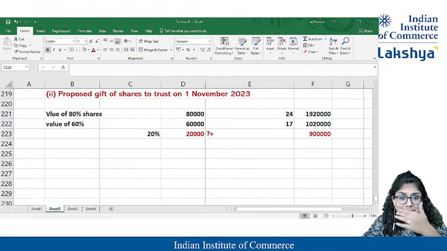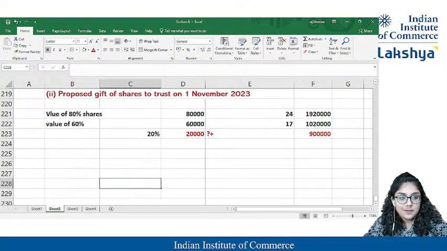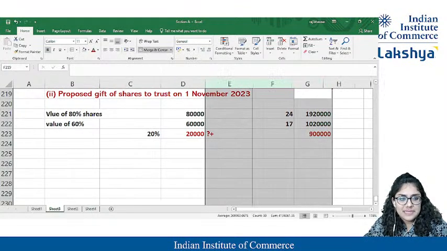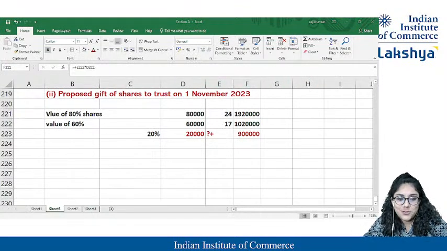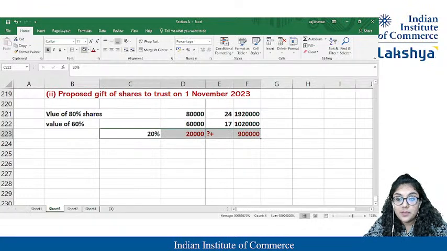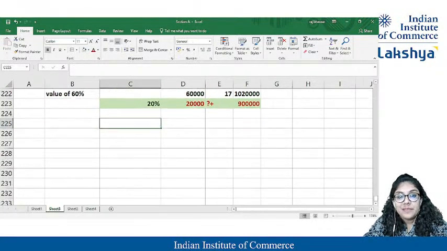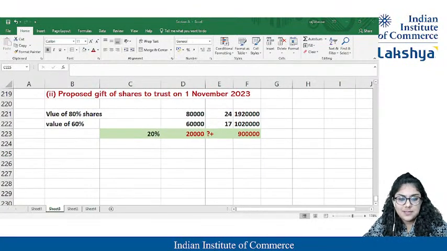I hope you guys got it very clearly. Was there any confusion? I think nothing as such. So now this is the value of transfer which I can get. Okay, let's move ahead. What have they asked us in the paper?